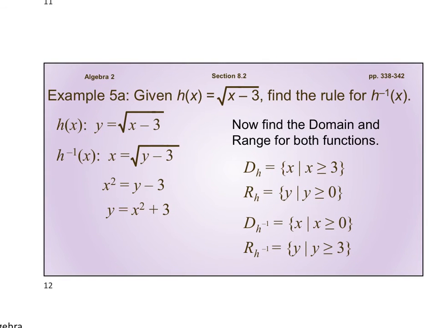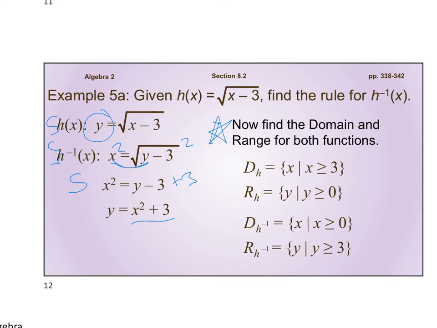5a. Given h of x, which is the square root of x minus 3, find the rule for the inverse. Substitute, switch, and solve. Substitute: I have y instead of h of x. Switch: I'm switching my x's and my y's. Solve: I solve for y. So I square both sides. That's how I got the x squared. And then I have to add 3 to both sides, and I get x squared plus 3 is equal to y.